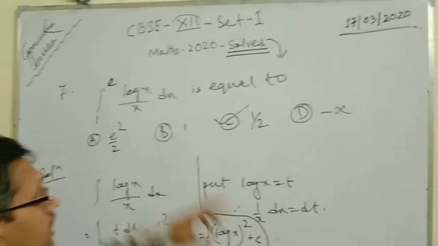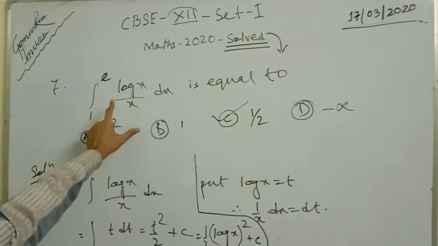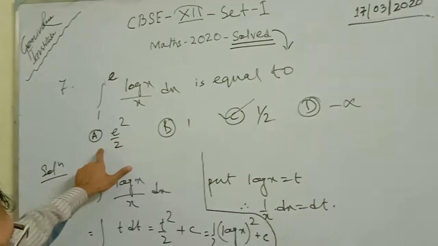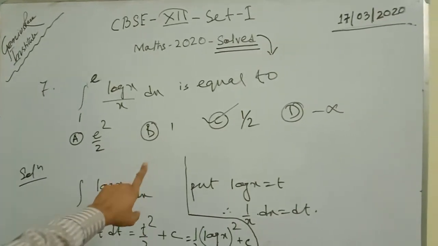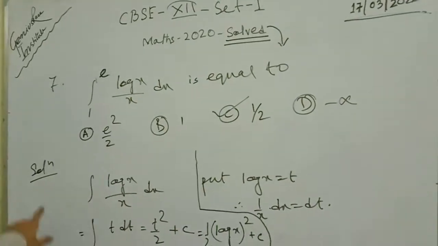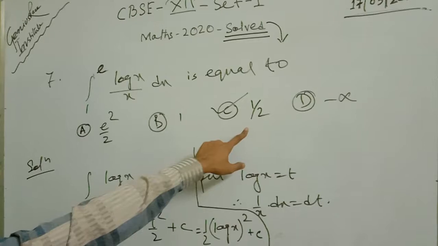So come to question number 7, that is the integration from 1 to e of log x by x dx is equal to: option A, e square by 2; option B, 1; option C, half; and option D, minus infinity. So the correct answer is C, half.